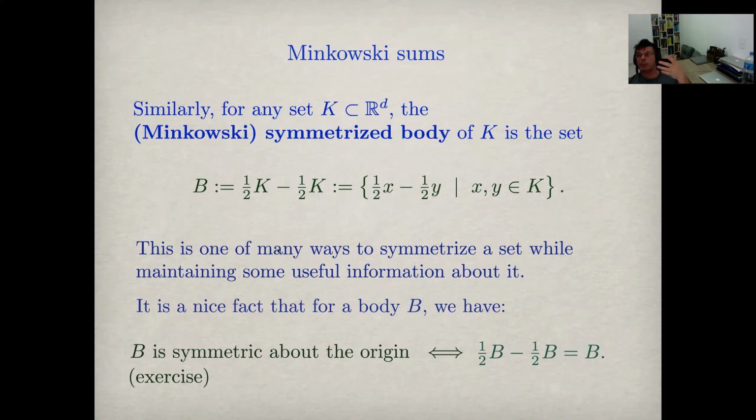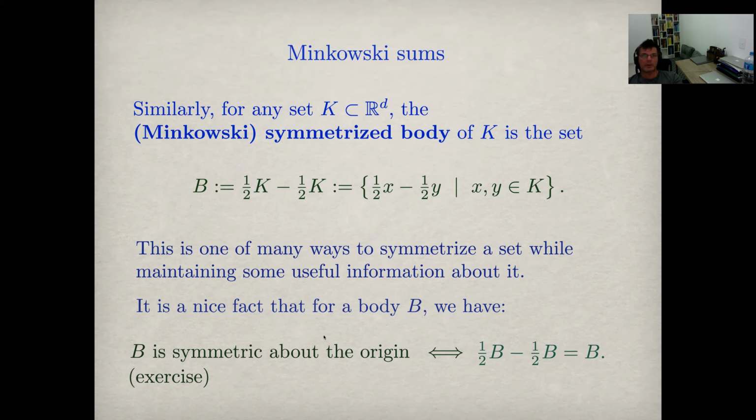So this is one of many ways to symmetrize a body. There's the very well-known Steiner symmetrization, which we won't get into, but just to let you know, there are many ways to symmetrize bodies, starting with either a convex body or sometimes even more general bodies. This way of symmetrizing is called the Minkowski symmetrized body, but we'll just call it a symmetrized body. And we have the very nice fact, very easy fact, in fact, that a body B is symmetric about the origin if and only if B is equal to 1/2 B minus 1/2 B. So this equality is equivalent to B being symmetric about the origin.